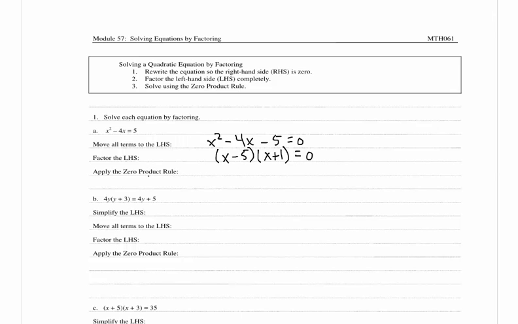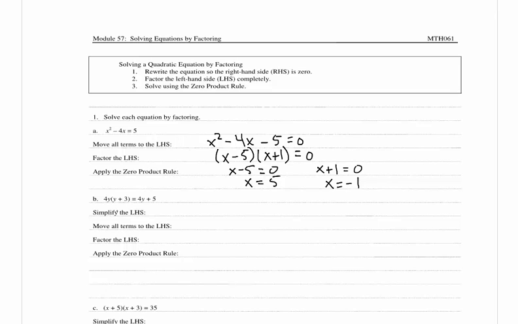And now we want to apply the zero product rule. So we can say that this equation would equal 0 if x minus 5 is equal to 0, or if x plus 1 is equal to 0. So the equation would be 0 if x was equal to 5, or if x is equal to negative 1.